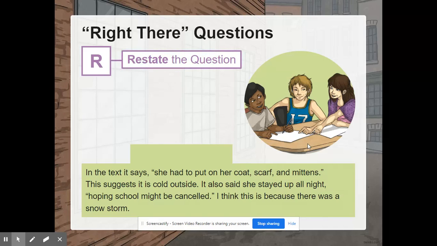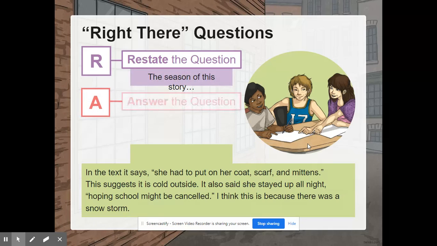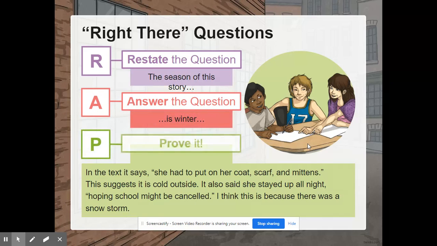So when you are providing proof from a question, you want to first restate the question. So the season of this story is. Next, you want to answer the question, winter. And then finally, you want to prove it. So whenever we're looking at questions this week, we're going to think WRAP. First, restate the question, answer the question, and then prove it.